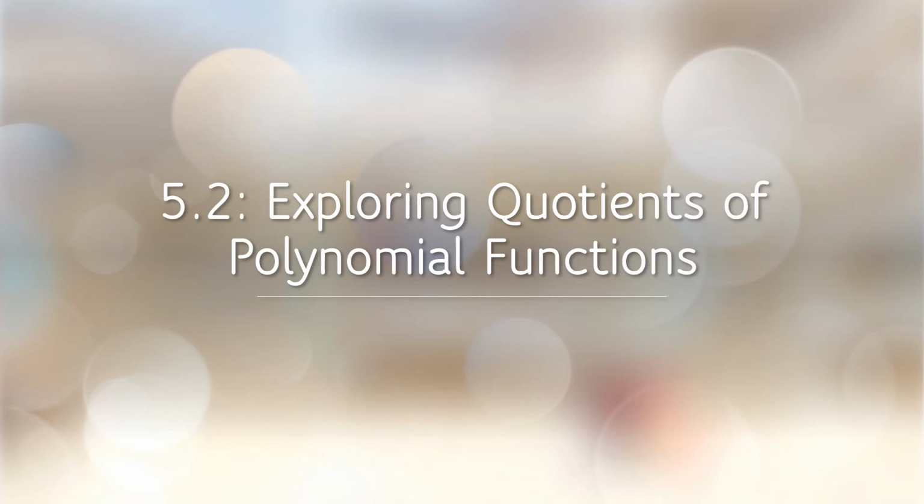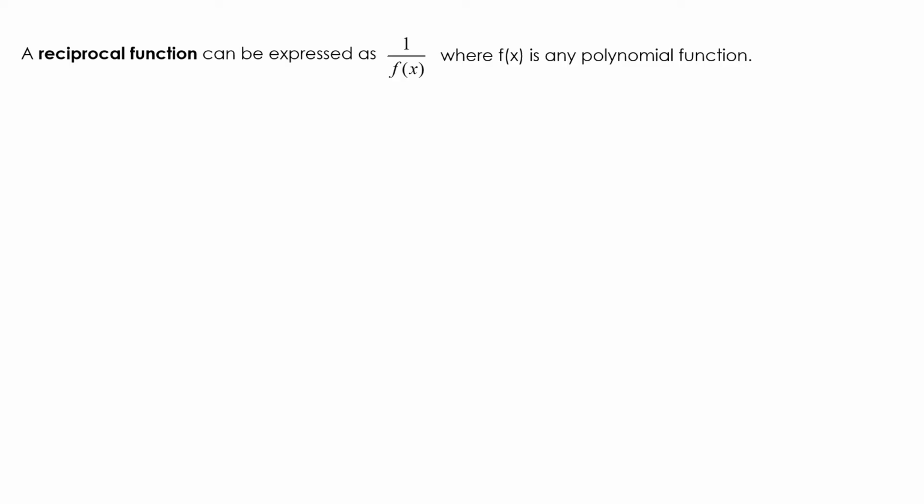This is Advanced Functions Lesson 5.2, Exploring Quotients of Polynomial Functions. We already have talked about a reciprocal function. That's when you take any polynomial function, like say quadratic, and you just flip it, you reciprocate it. That becomes 1 over. That's a reciprocal function.